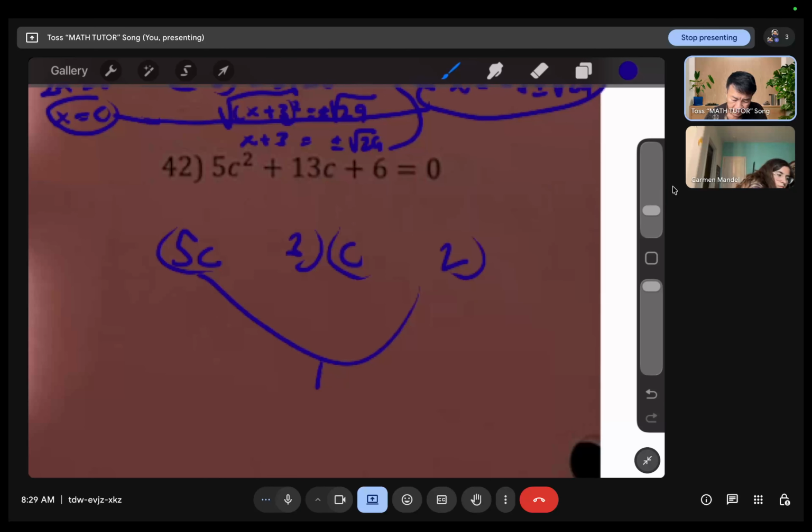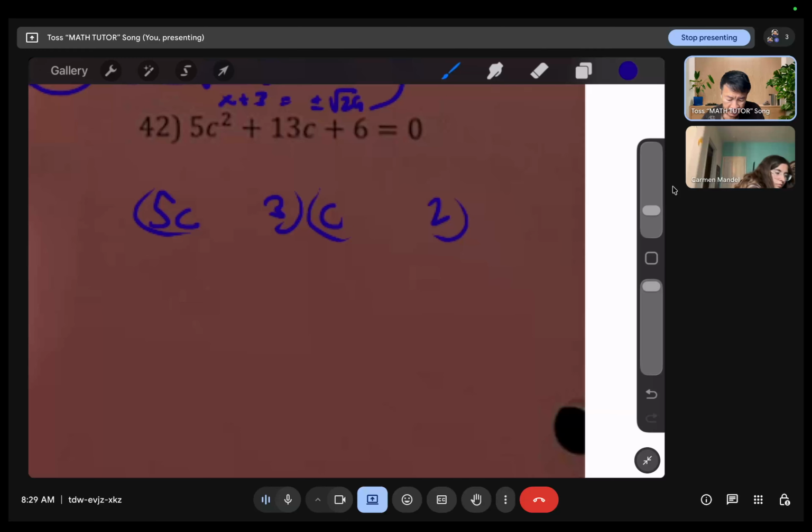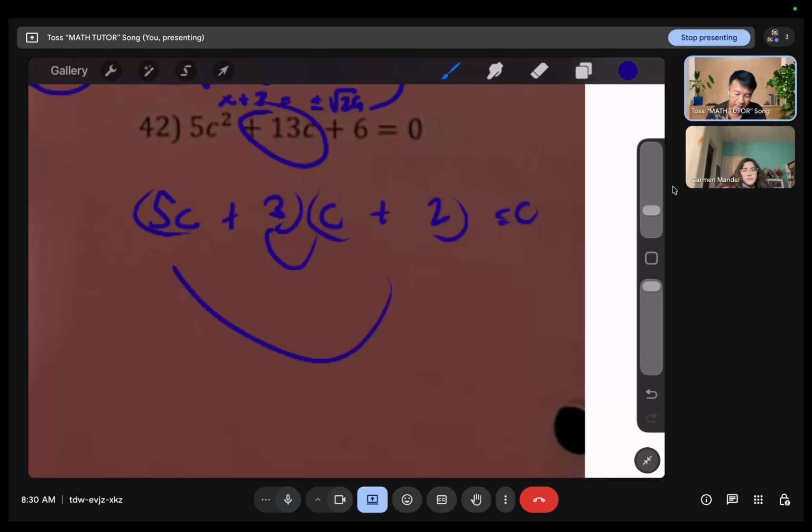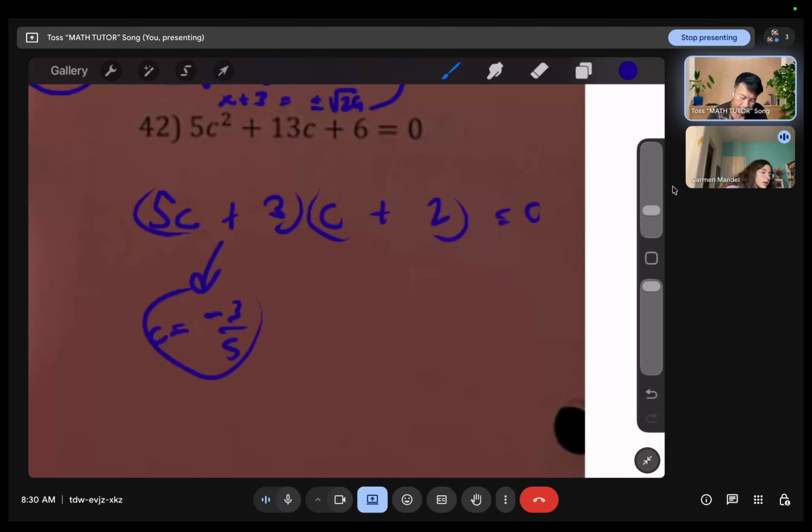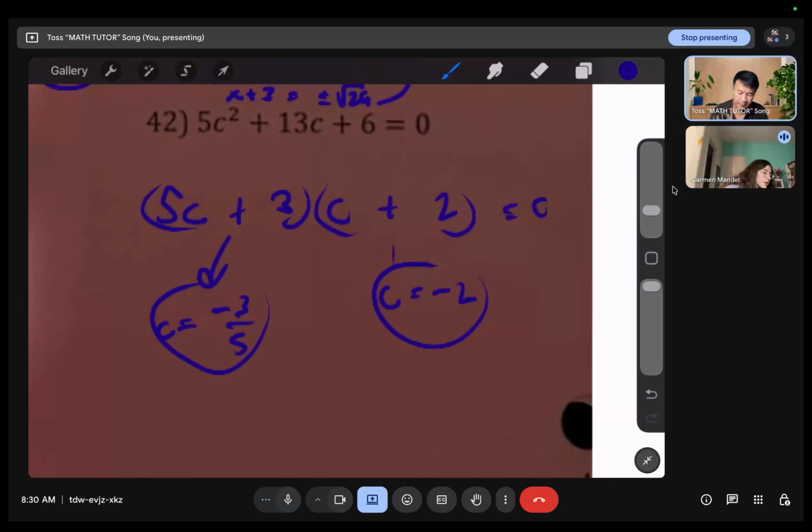Yeah, this works. Don't forget, just because the first time it doesn't work, just switch them. The combination you can still keep. So this will give you a 10 and a 3, which will give you perfect 13. Equal to 0. Outer is 10c, inner is 3c, plus plus, and then you get a plus 13c. Then set each one equal to 0. That'd be c equals negative 3/5, and then c equals negative 2. Okay, done.